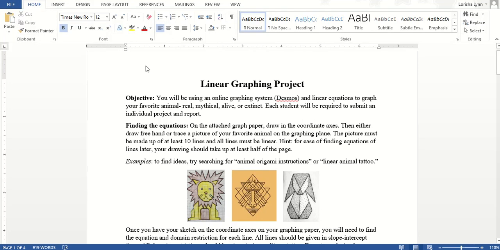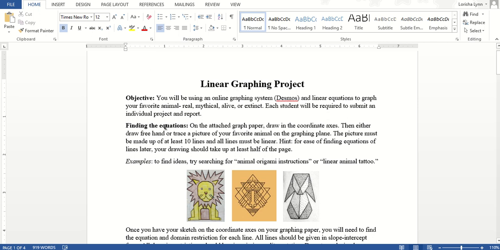I just wanted to talk about this linear graphing project in a little bit more detail because we could only hit the highlights in class the other day. So the idea is that you're going to be drawing your favorite animal using all linear equations, and you're going to find the equations and put them in Desmos to recreate your drawing on your graph paper.